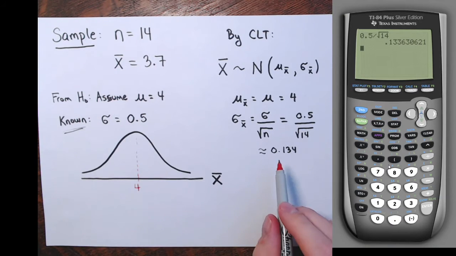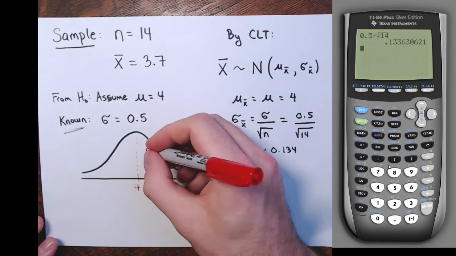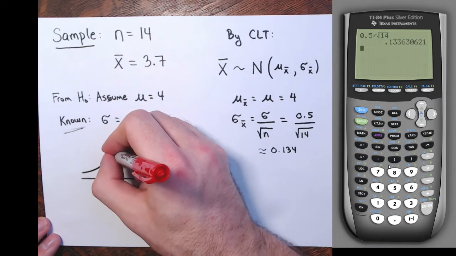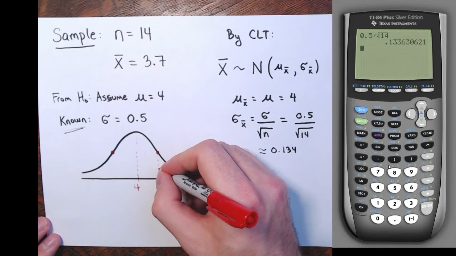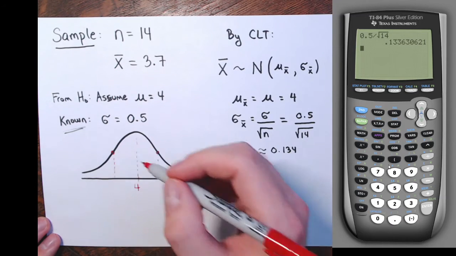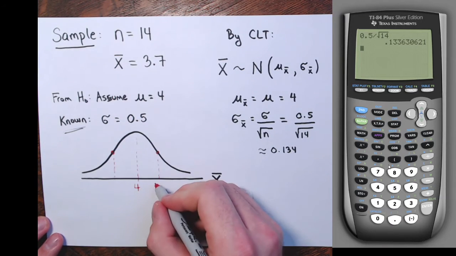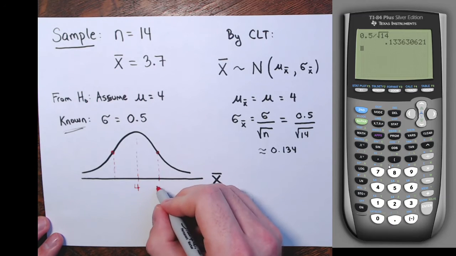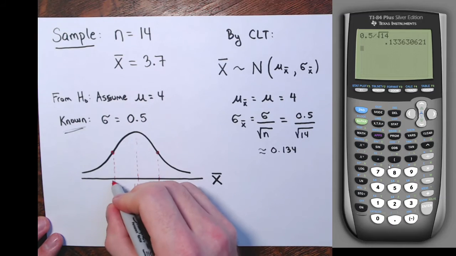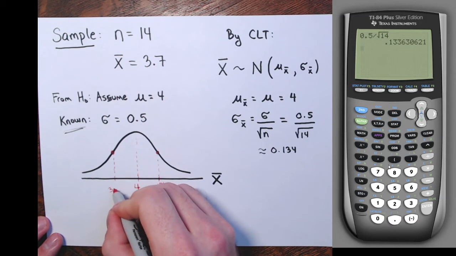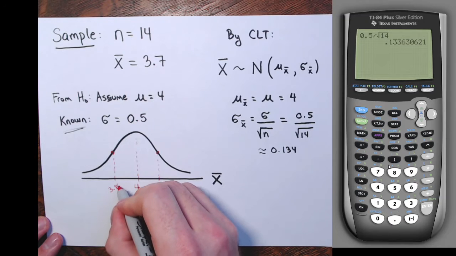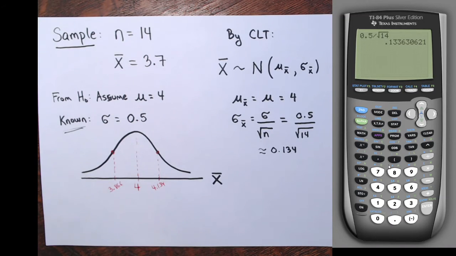And with a standard deviation of about 0.134. Remember, the inflection points should be about one standard deviation away above and below. So this value here, one standard deviation above, is 4.134, and this value here, one standard deviation below, is about 3.866. And this is a normal curve, so about 68% of the area is between these two.